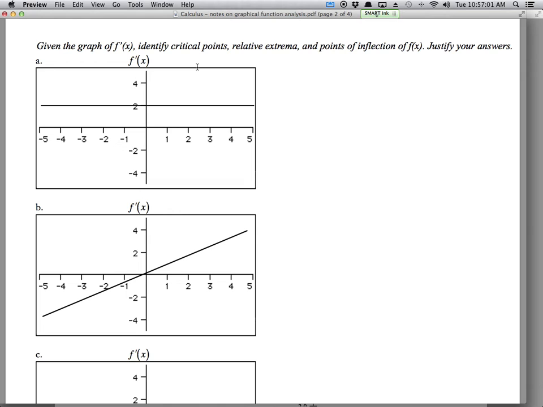Concave up, because f prime is always increasing. F prime of x is increasing. That's why we're concave up.